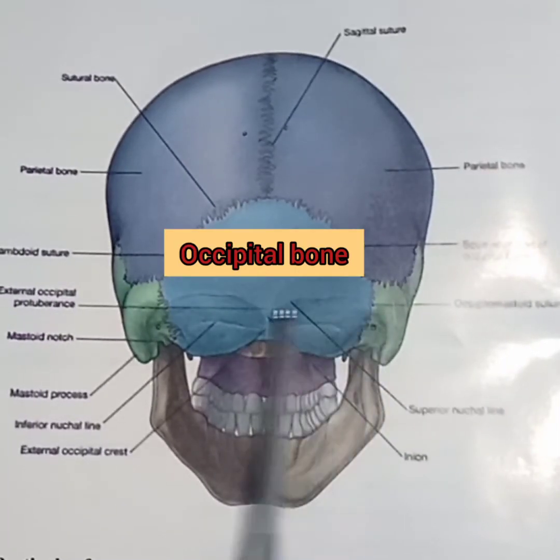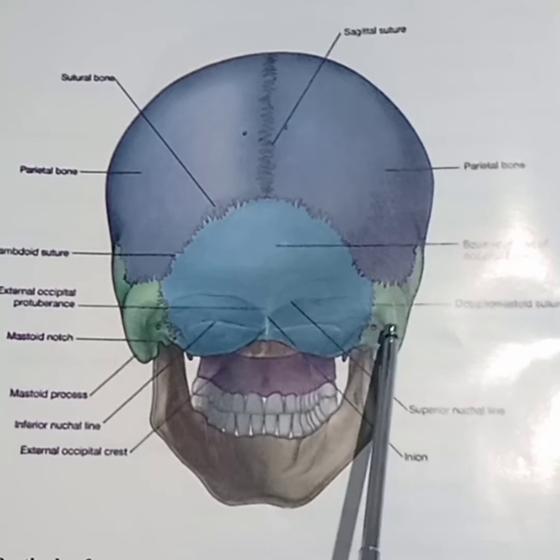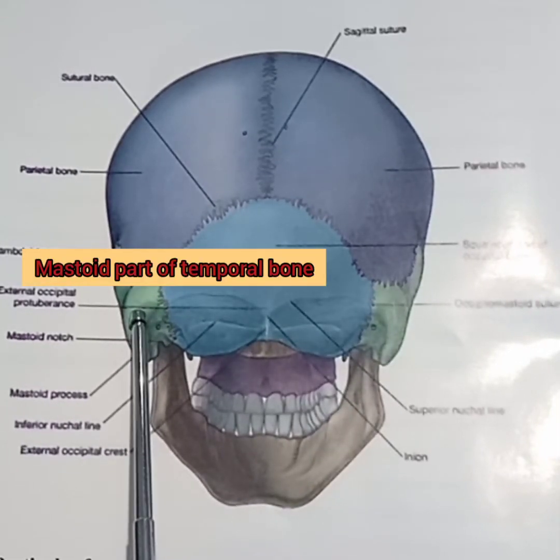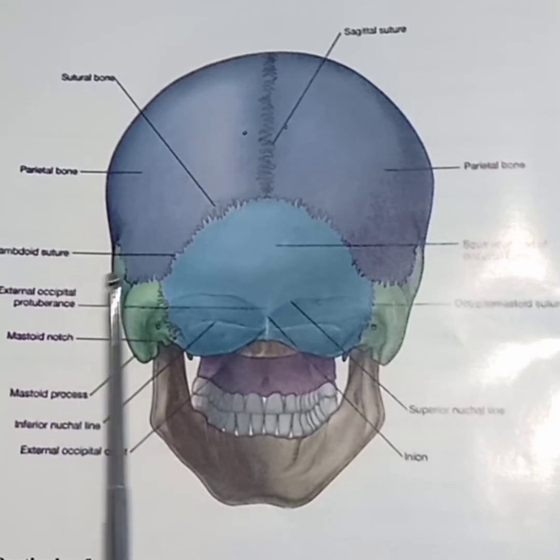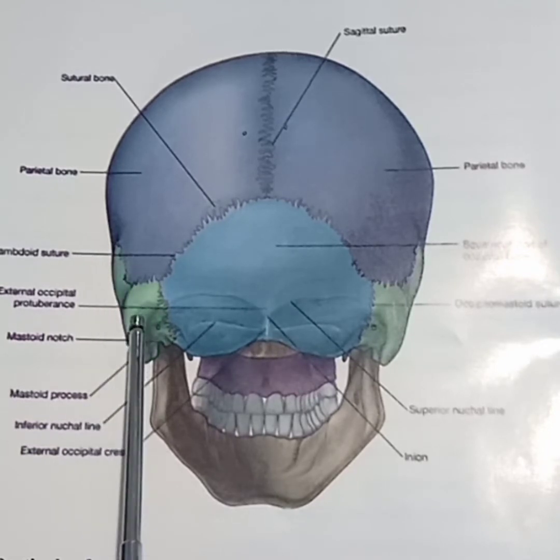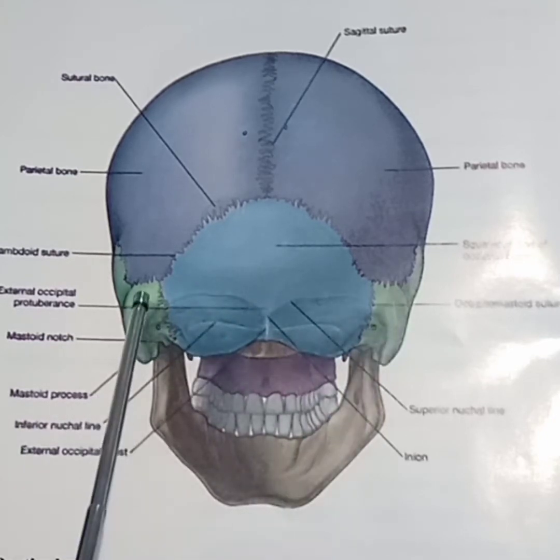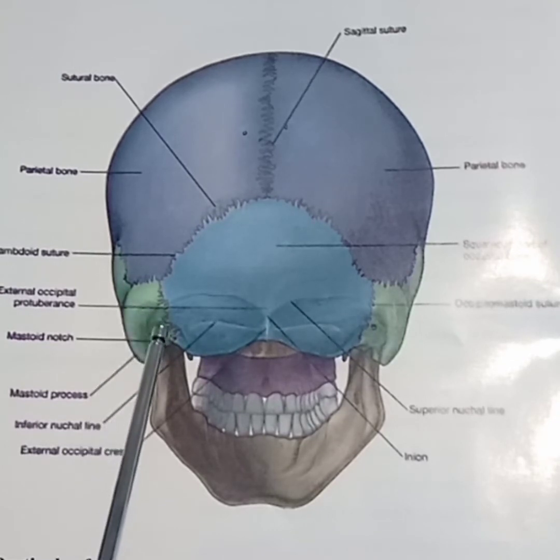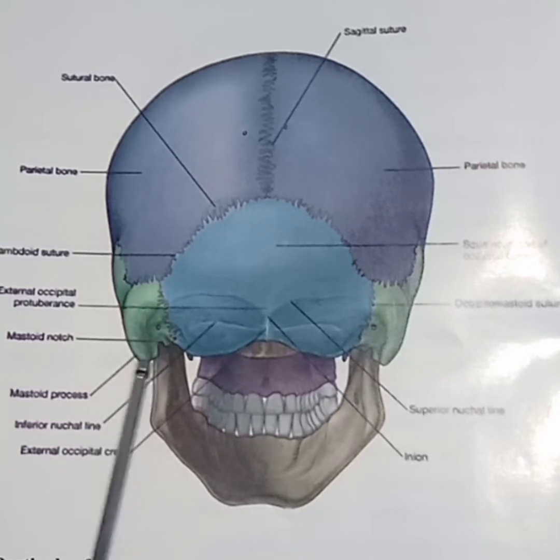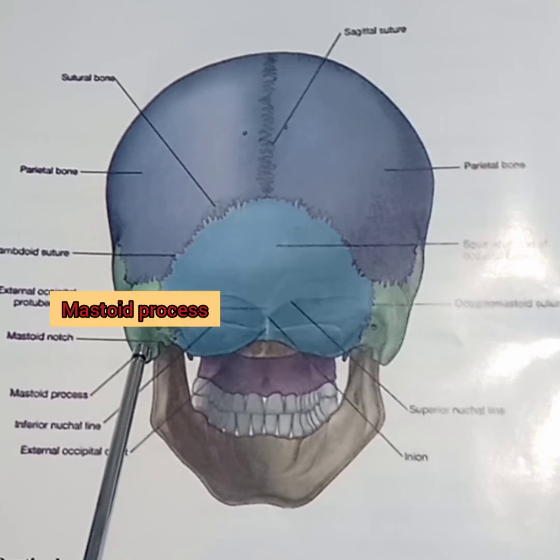On each side of the occipital bone, we can see this bone. This bone is named mastoid part of temporal bone. There is a bone named temporal bone, which appears in Norma lateralis. Part of it lies behind the ear and appears in Norma occipitalis. This part is named mastoid part of temporal bone. Inferiorly, it projects downward like a nipple, and this nipple-like projection is named mastoid process.